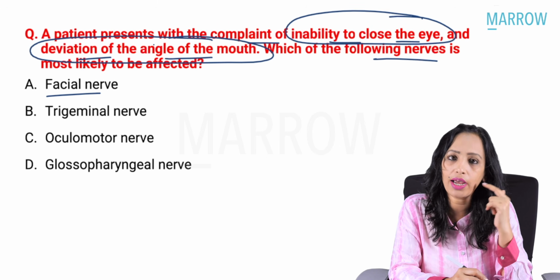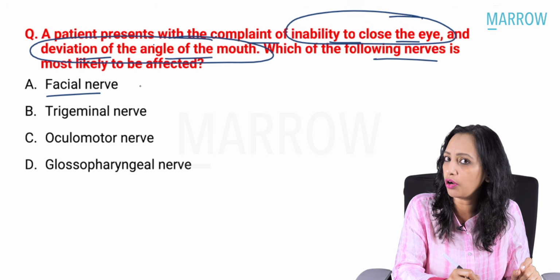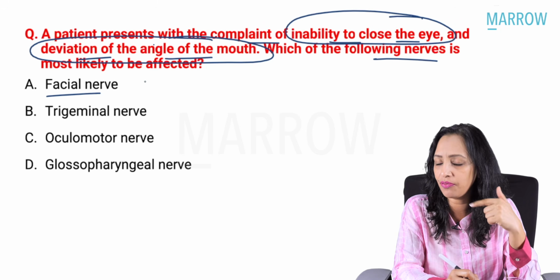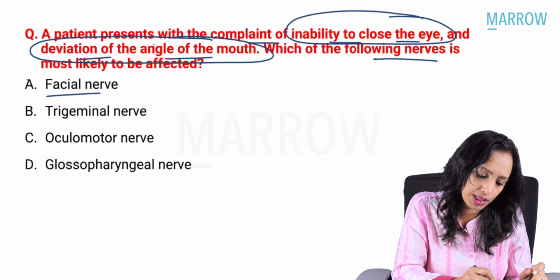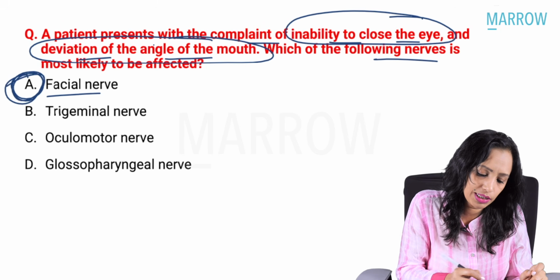Deviation of angle of mouth? Yes. In lower motor neuron facial nerve palsy, one complete half can be affected and both will be seen. This can be the answer. Let us see the other choices.